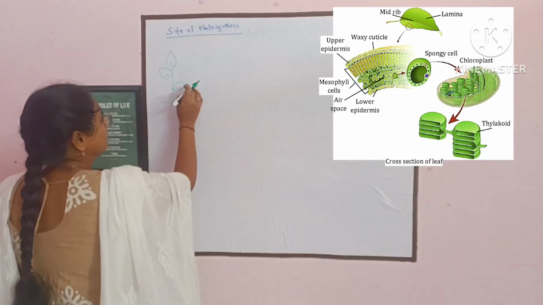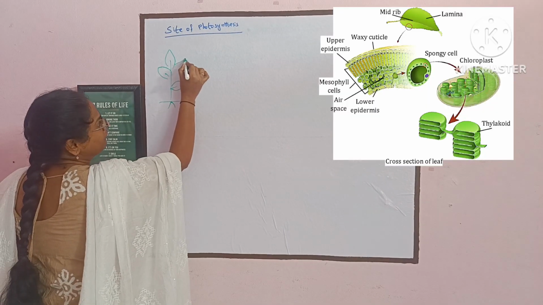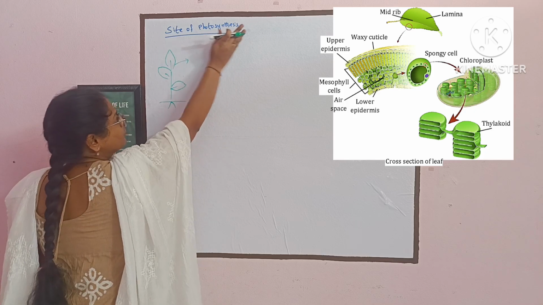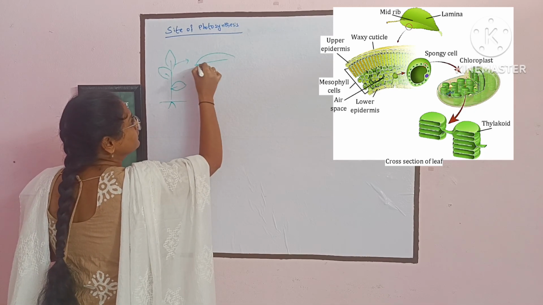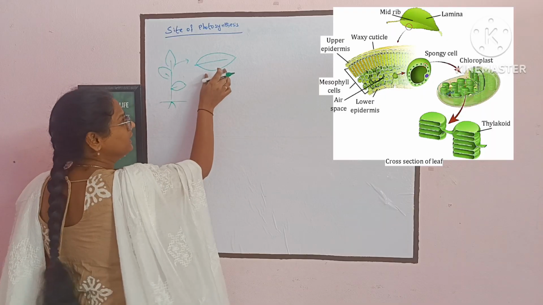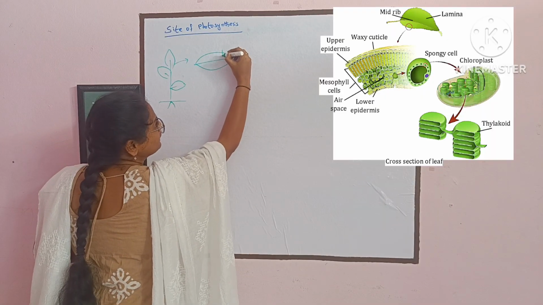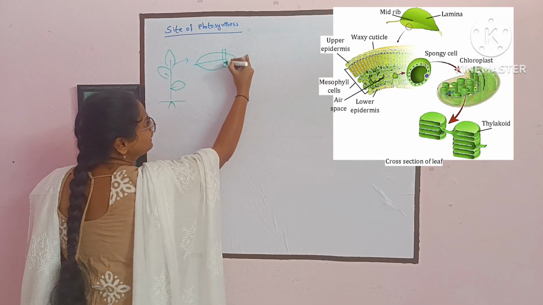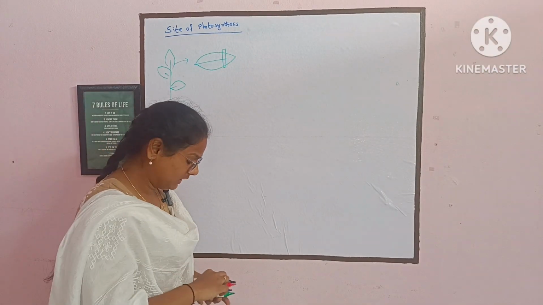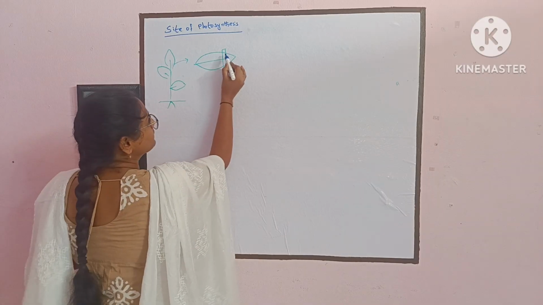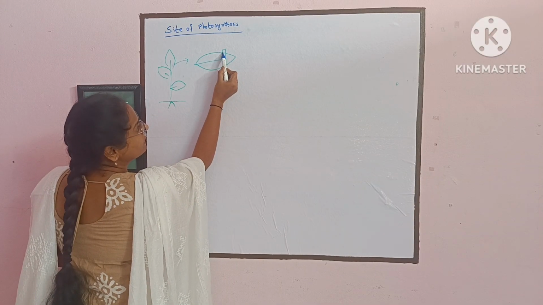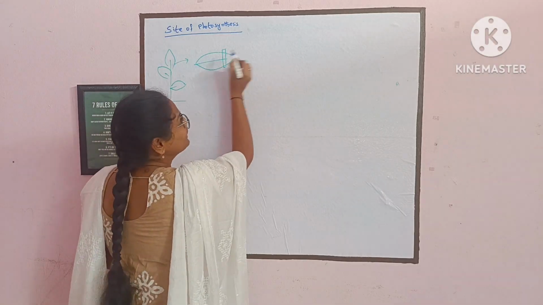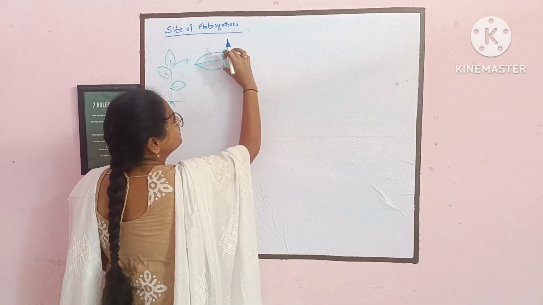Right, now here I'm taking one leaf to understand where photosynthesis takes place. This is the green leaf. Now I am cutting this section to know how the cells are arranged in the leaf. Look over this. It consists of two layers, one upper layer and one lower layer. Now I am drawing the same picture which is located here.